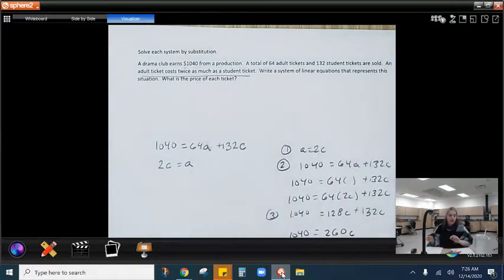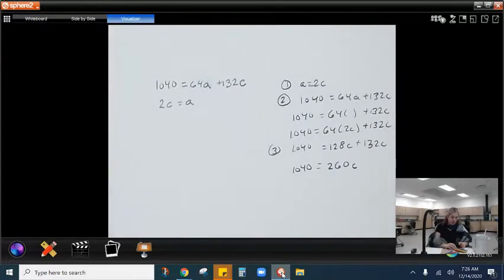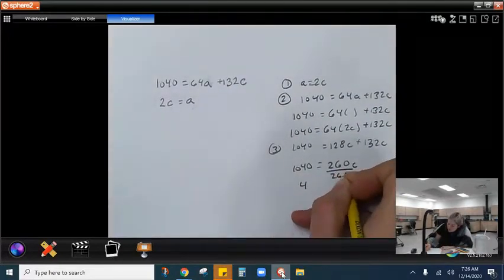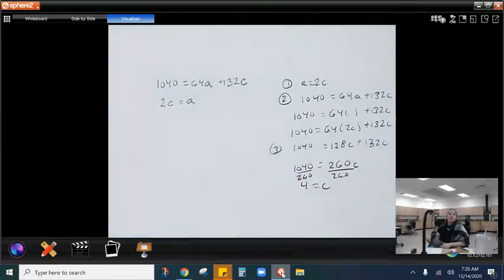And then when I divide that, I had my calculator right here, and I covered it up with papers. There we go. So then when I divide that, 140 divided by 260, we get 4. So divided by 260 on both sides. So we know that the cost of a student ticket was $4.